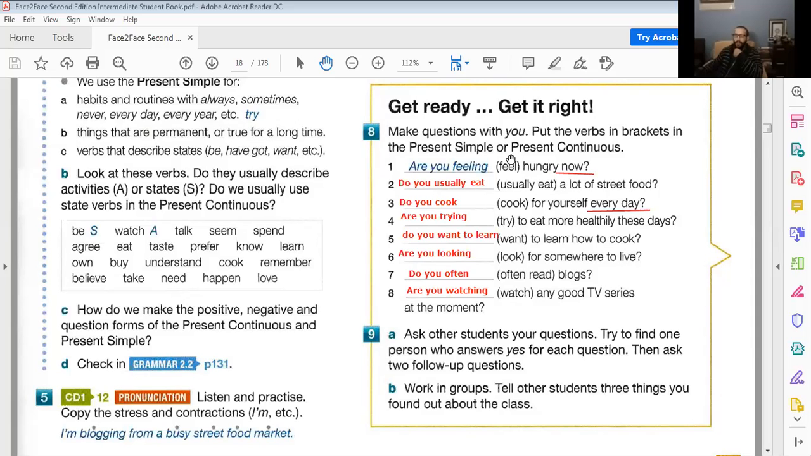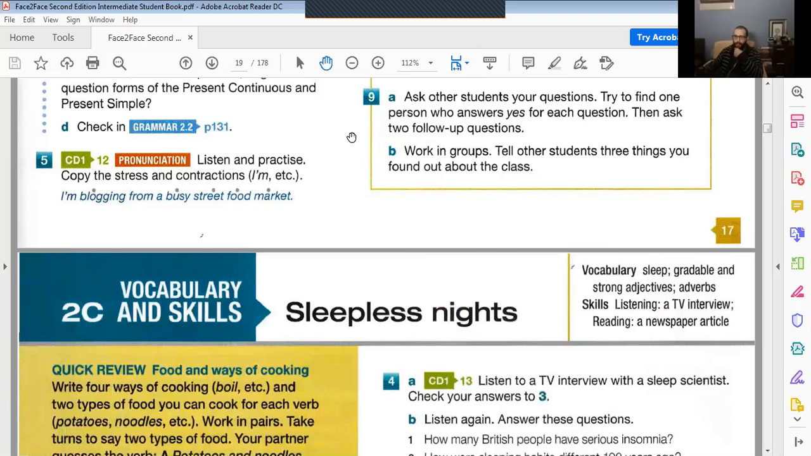Yes. Okay, so you kind of get the idea here with the present simple and the present continuous, how to use them. Yes?